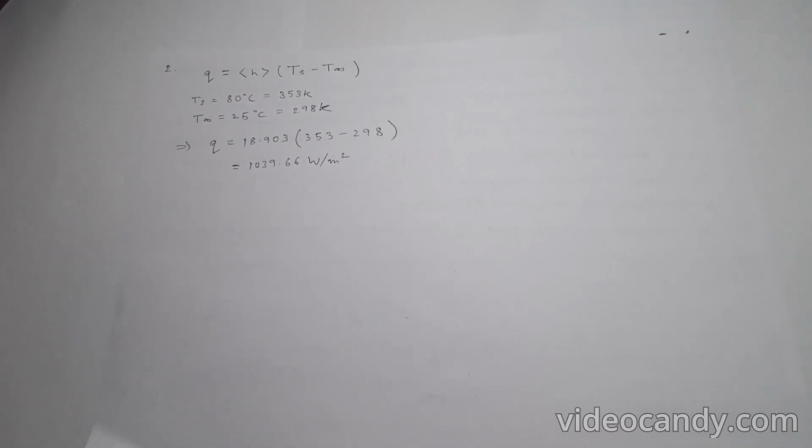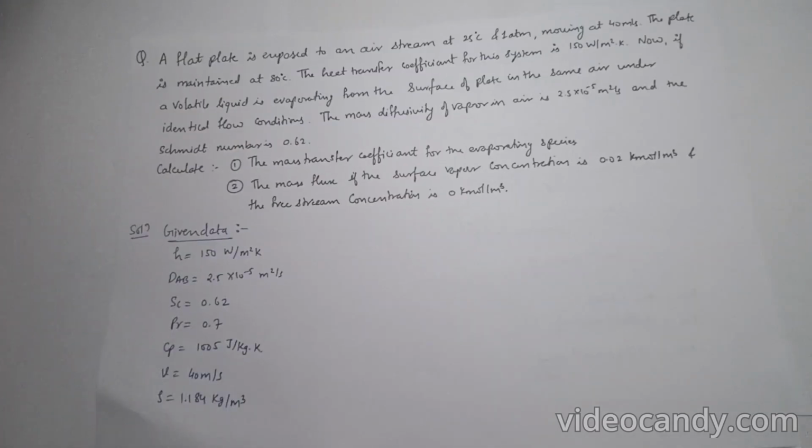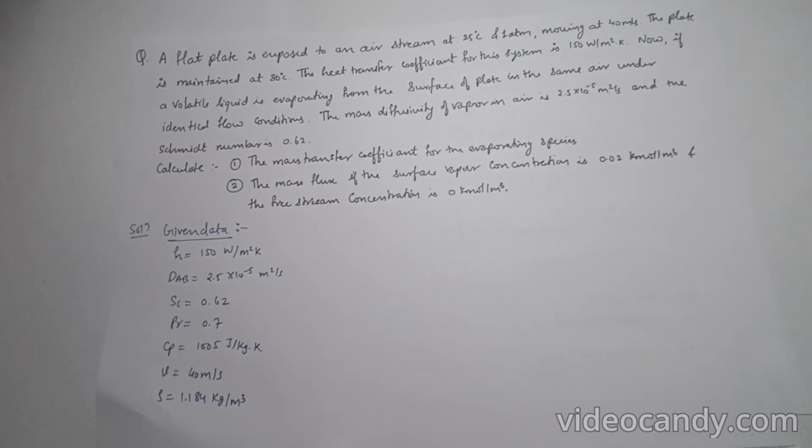So now we have completed our fourth problem, and now we will move ahead to our final problem. So now let's discuss our final problem. The problem reads out as: a flat plate is exposed to an air stream at 25 degrees Celsius and 1 atmosphere pressure, moving at 40 meters per second. The plate is maintained at 80 degrees Celsius. The heat transfer coefficient for this system is 150 watt per meter square Kelvin.